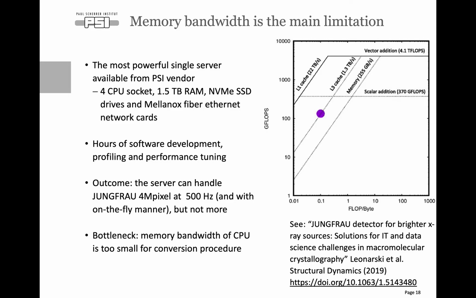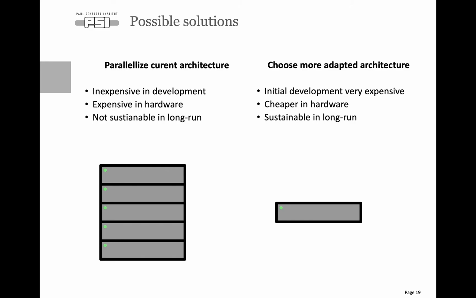So we started to look for different solutions. One simple solution would be to parallelize what we have and just install 10 servers. This is inexpensive in development because we have a solution. We just need to scale it to more servers. But this becomes very expensive in terms of hardware, and this becomes non-sustainable in the long run. Because right now we will need 10 servers, but in 2 years from now, we might need 20 or 40 servers. The other way would be to choose a more adapted architecture with which we could actually work with a single server to handle all the data. This would be very expensive in initial development, but cheaper in hardware, and this would be sustainable in the long run.